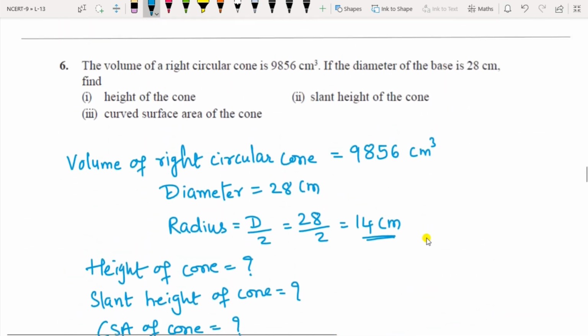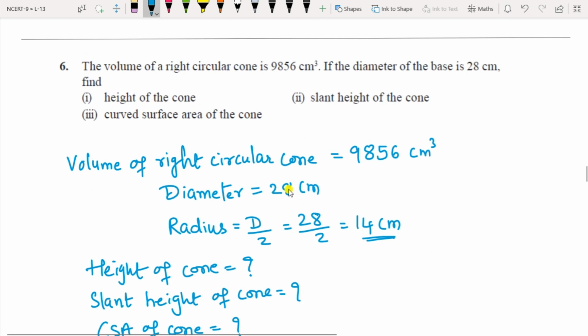The next one here is, the volume of a right circular cone is 9856 centimeter cube. If the diameter of the base is 28 centimeter, find the height, slant height and curved surface area. So suppose this is the volume of a cone here. So this is a cone.